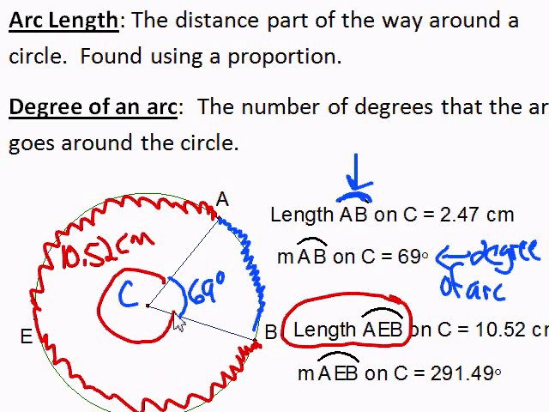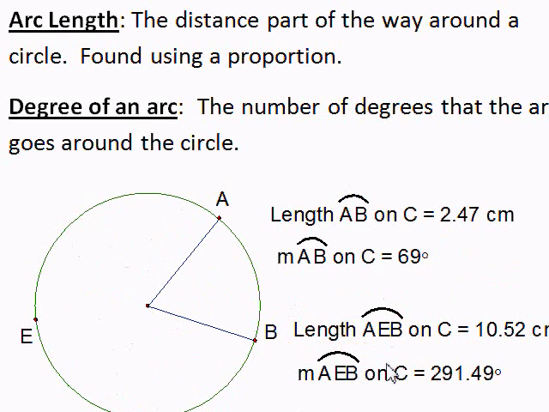Now, the measure of AEB means we go around this part of the circle. We're looking for that degree measure, which is 291.49 degrees. Again, they'll tell you what order to go in, and sometimes it's useful to trace over the circle with a colored pencil or pen.